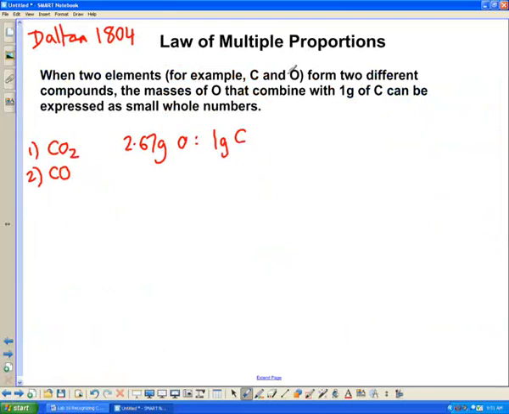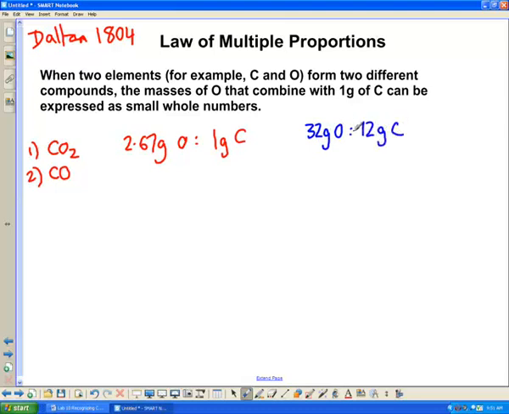If this law of multiple proportions is true, when I do the same thing for carbon monoxide, I will get a certain ratio of grams of oxygen to grams of carbon, and these grams of oxygen should be in a ratio of small whole numbers. Now let me see if that's the case. Remember, we got this 2.67 by saying that in CO2 we have 32 grams of oxygen to 12 grams of carbon.